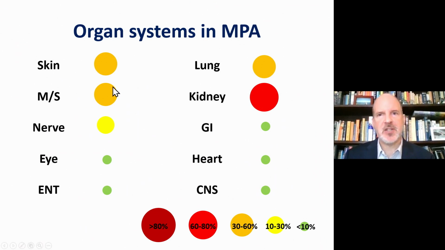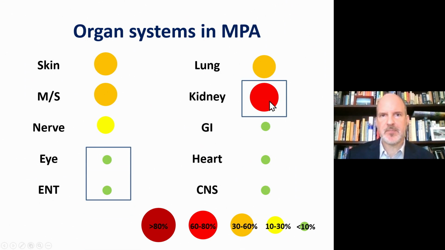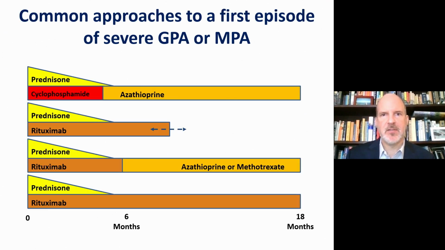So here are the organ systems. If you have somewhat in your head what I showed for GPA, you don't get ENT or eye disease. The lung disease is pretty much limited to alveolar hemorrhage, so different from GPA. The kidney is much more frequently involved. These again are infrequent. So that's the big difference: kidney in the absence of ENT and eye disease.